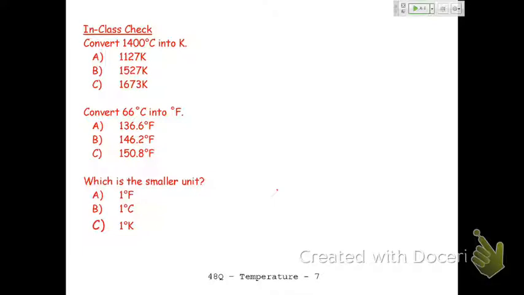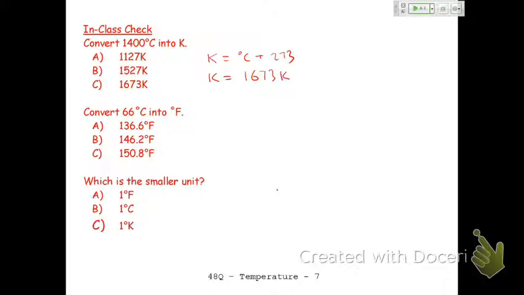Convert 1400 degrees C to degrees Kelvin. Kelvin is equal to degrees C plus 273. So Kelvin would equal 1673 Kelvin. Traditionally, we don't put down degrees Kelvin. We put down just K.